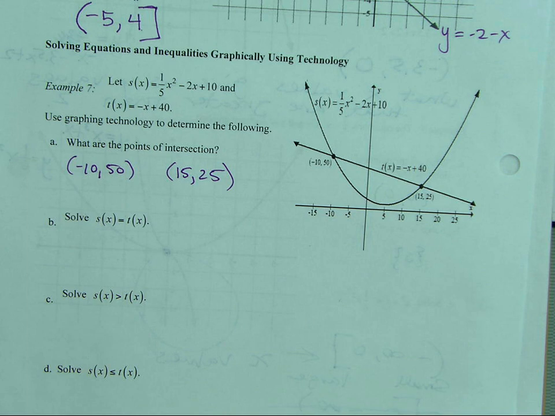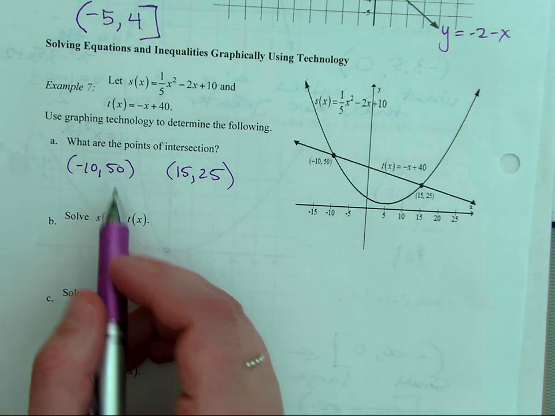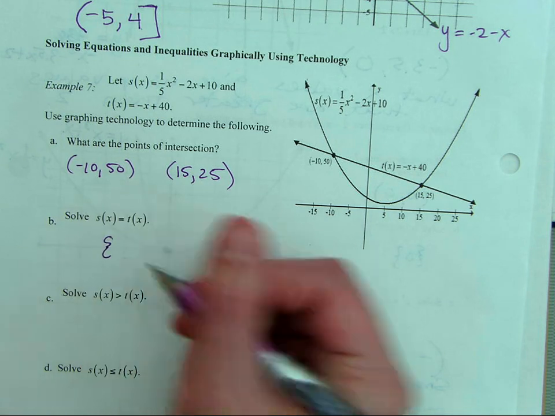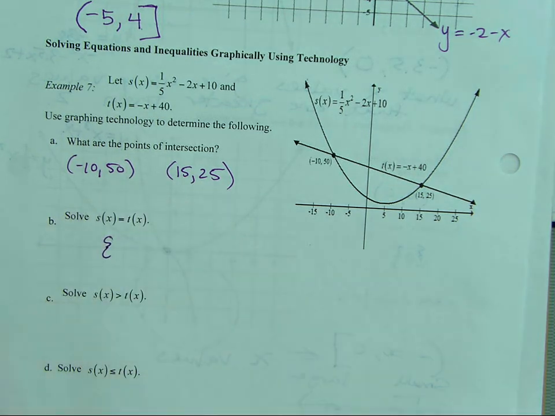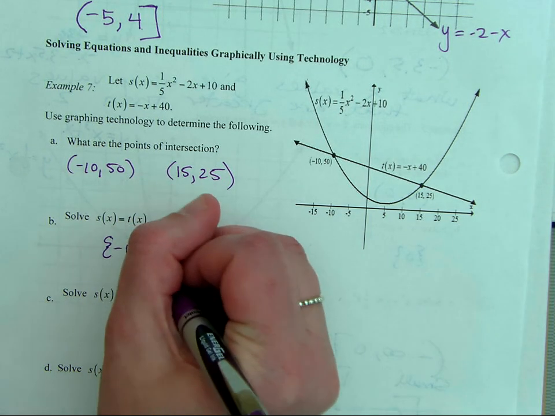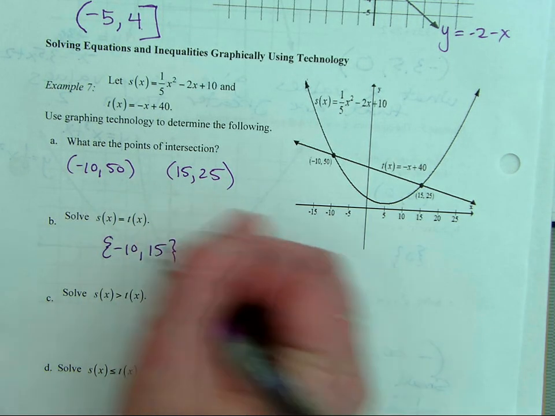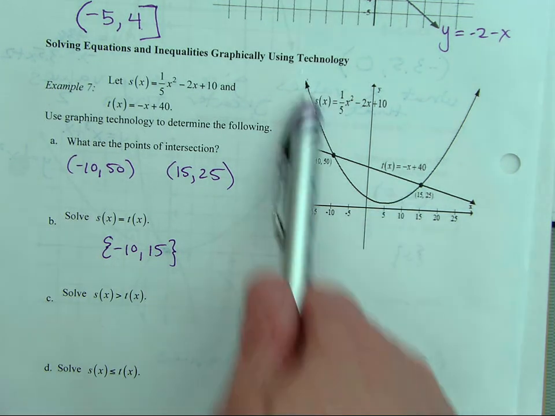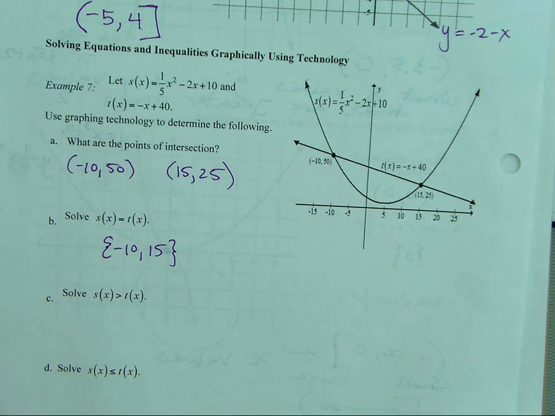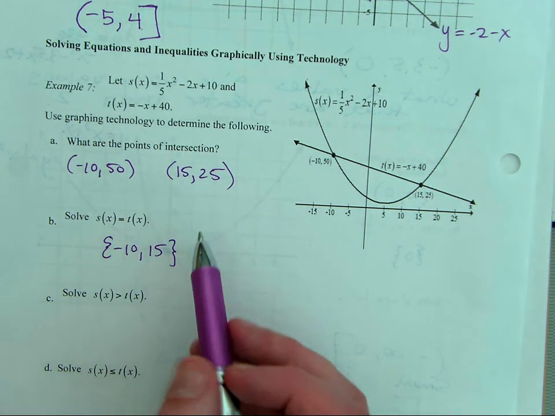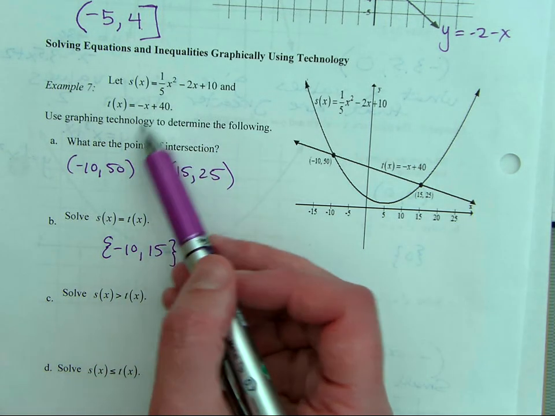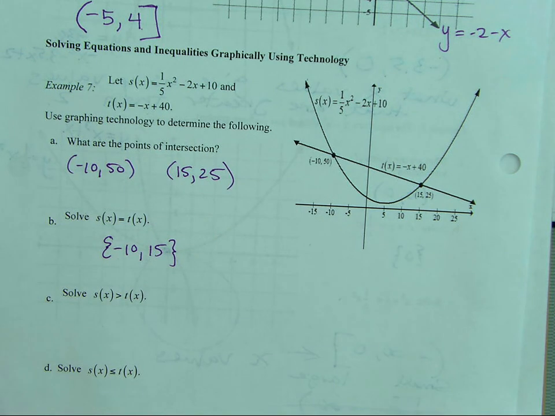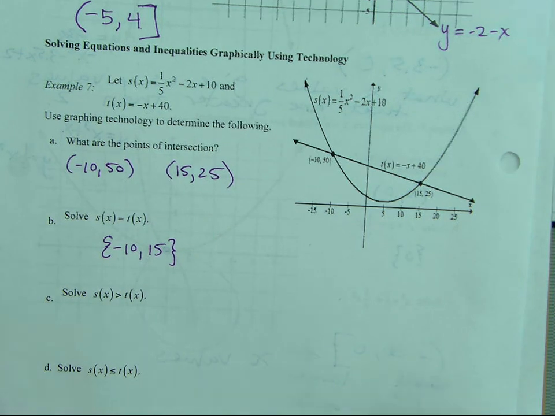Now, if we want to solve where it's equal, remember that we're finding the x values, and so here, what would you say the solution is? It would be negative 10 and 15, because these are two x values where we're seeing that the graphs are equal to each other. And of course, you could always set these two equal to each other and solve algebraically. That's a totally different topic that we've done before.